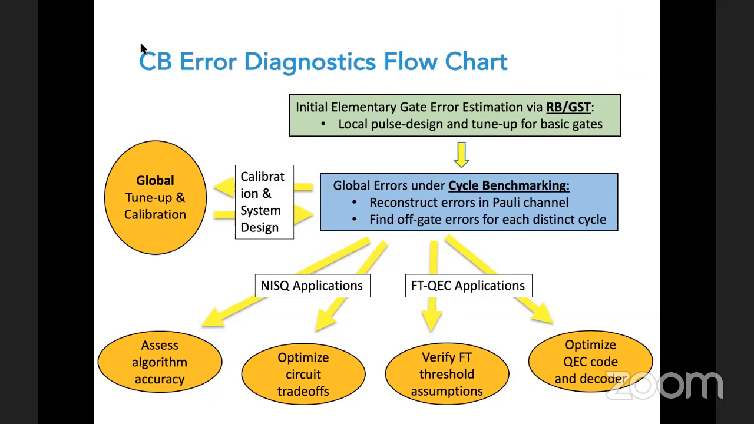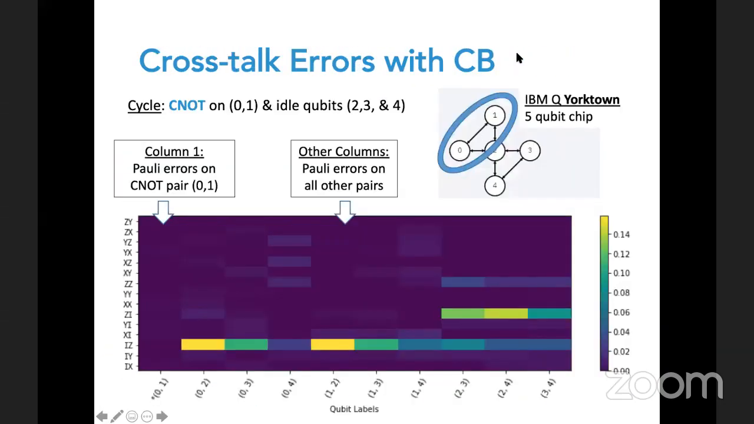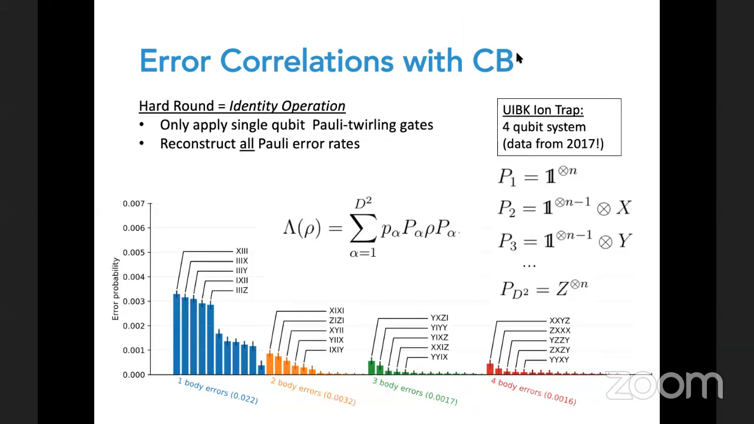Joe, this is Robin. Quick question. Thank you for a nice talk. I had a question about the slide where you showed a bar chart of different weight errors for the ion trap experiment. You say here that the hard round is the identity operation. And usually in an ion trap, identities are really good, and I'm surprised to see any weight 4 errors. If this was a Mølmer-Sørensen round or something, I could see weird things happening, but these are usually amazingly good gates.